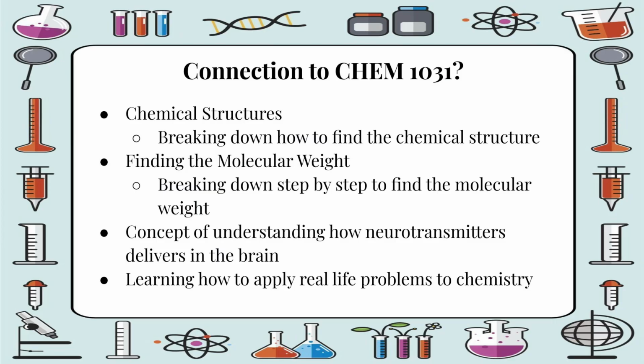So how does this connect to Chem 1031? Well, in the beginning of the semester, we were taught chemical structures from the start. I hope you guys learned how to find the chemical structures for both of the neurotransmitters. The second is we learned about the molecular weight, and I gave you guys a refresher, breaking it down step by step to find the molecular weight. The third reason is the concept of understanding how neurotransmitters deliver in the brain. And then lastly, we can apply chemistry to real life scenarios.